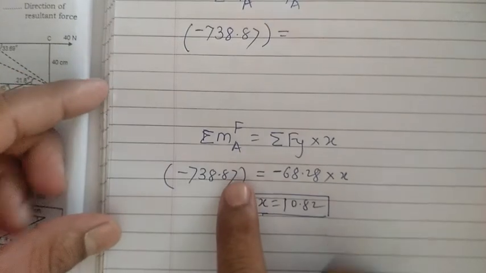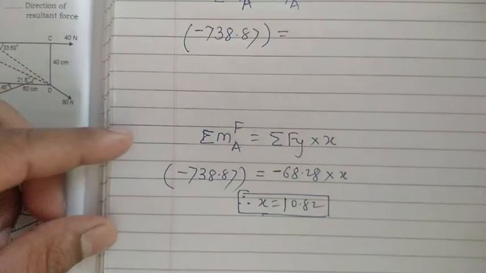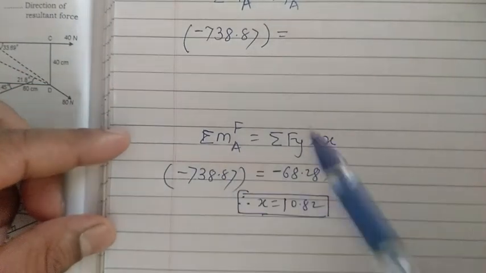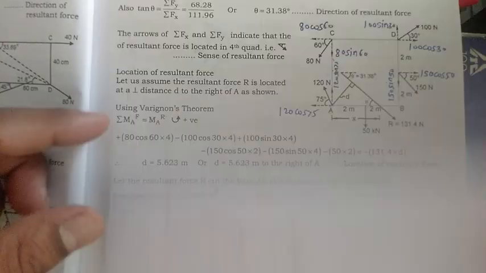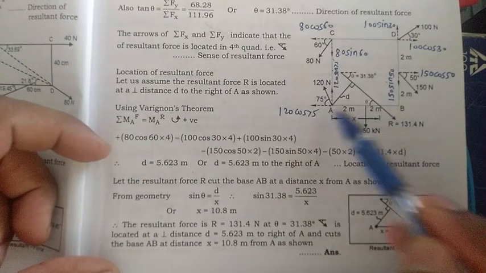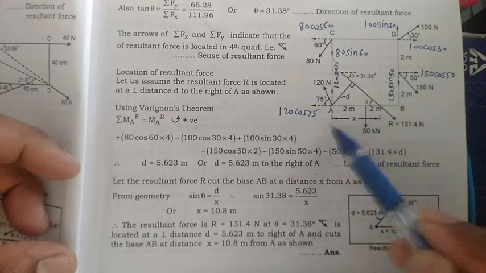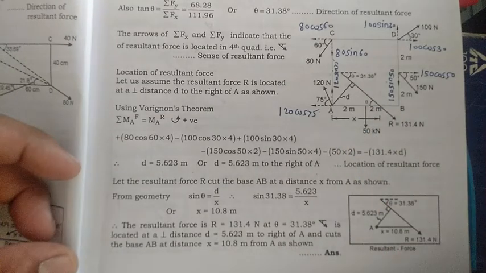For that you can use this relation to get the x-intercept, where the resultant cuts the base. This resultant cuts with the base. Okay, this distance. Our aim is to find out this x distance. For that you can use this formula directly.